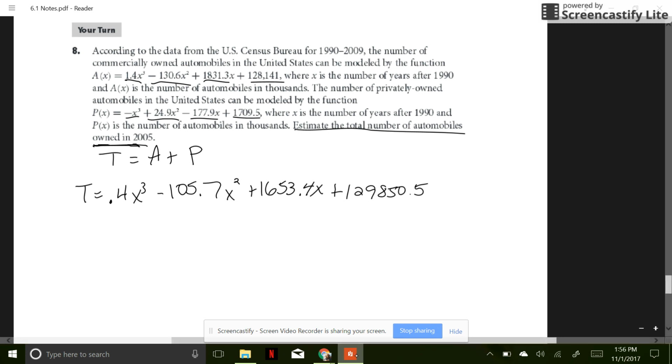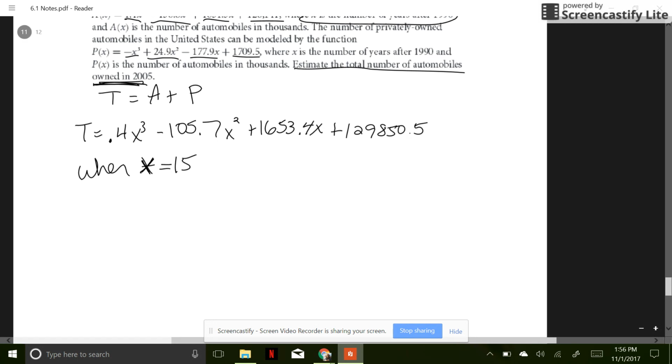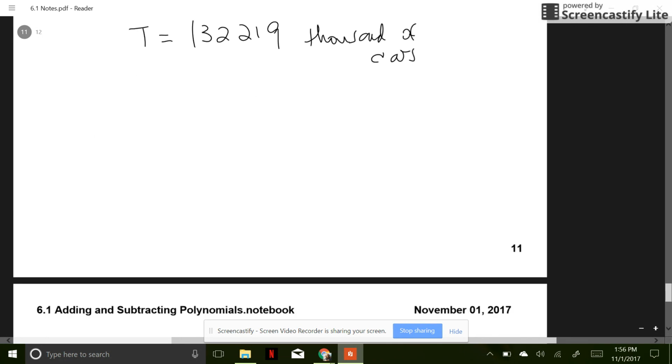So we want to estimate the number owned in 2005. Now notice here it says x is the number of years after 1990. So 2005 minus 1990 means that x should be 15. So if we plug in 15 for x, you can do this on your calculator, but you should get this number in thousands of cars. It's a lot of cars.